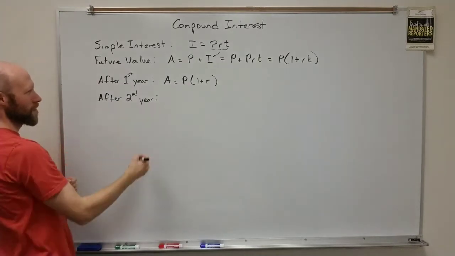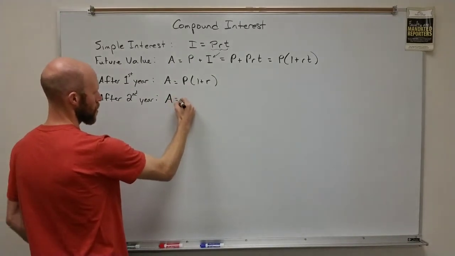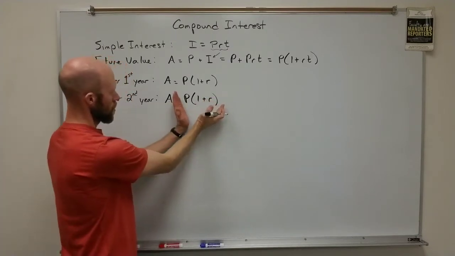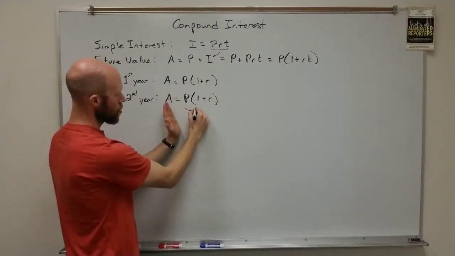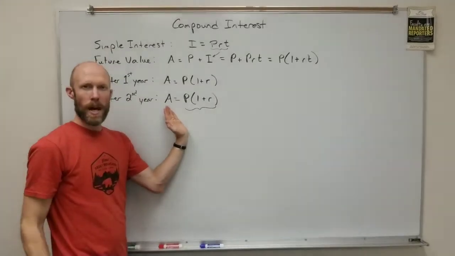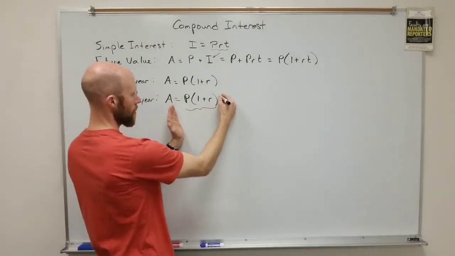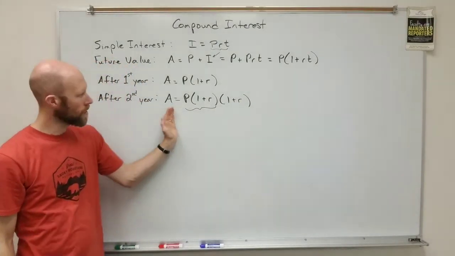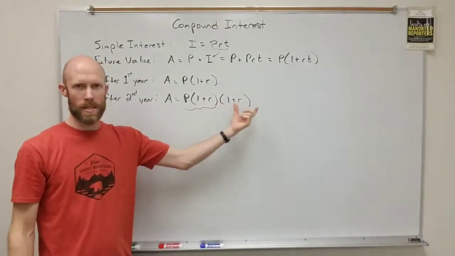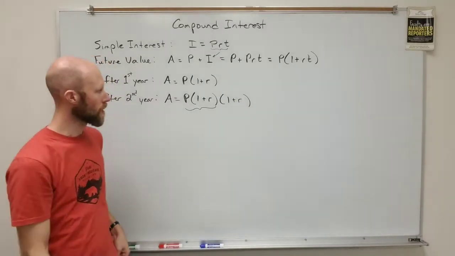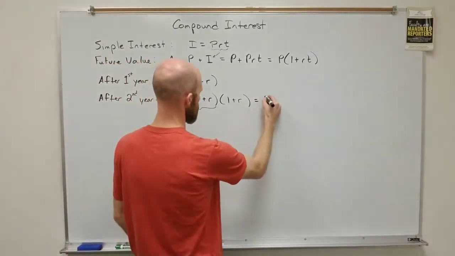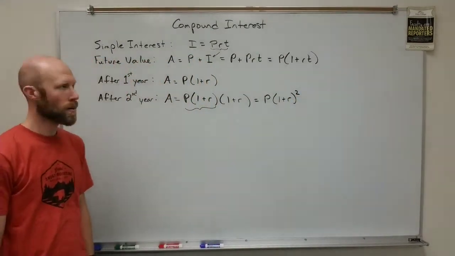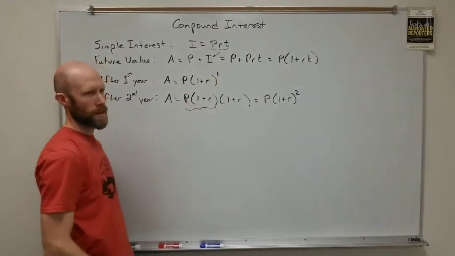After the second year, the amount becomes the new principal, and then you apply another factor of 1 plus R to that, okay? So you're multiplying by that same rate, essentially. And so what you end up with is P times 1 plus R squared, okay? First year, that has a 1 power on it.